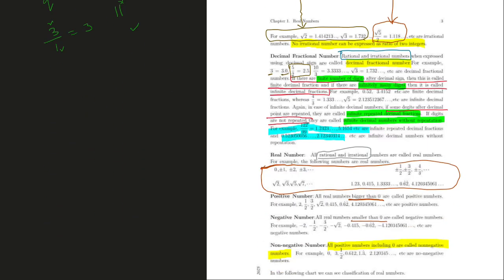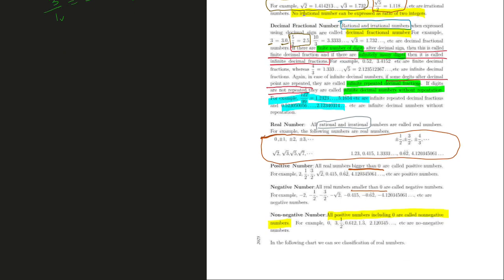So the point made here is that no irrational number can be expressed as a ratio of two integers. Now, decimal fractional numbers. So what is a decimal fractional number? When rational and irrational numbers are expressed using the decimal sign, they are called decimal fraction numbers.